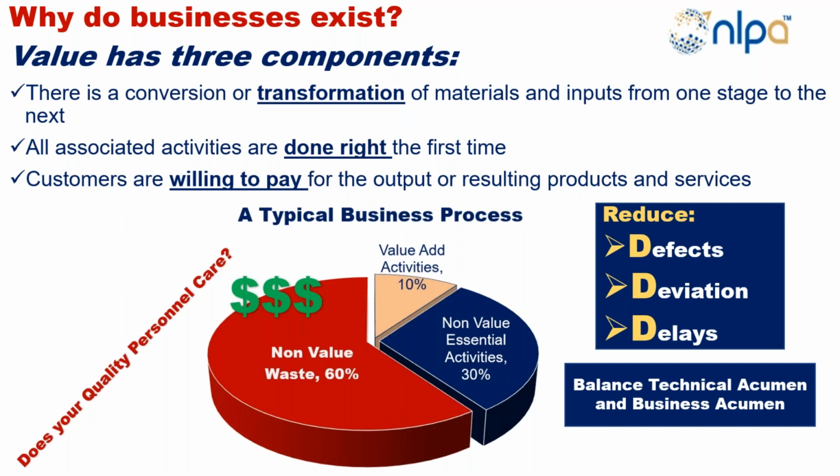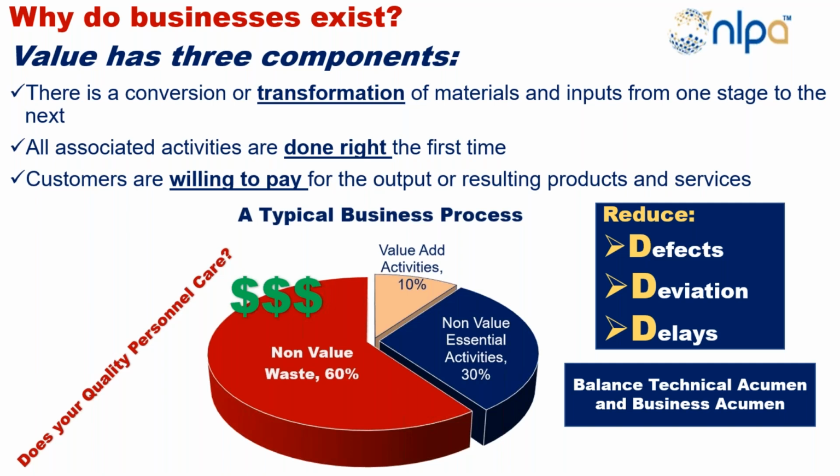There's a physical transformation of raw materials and inputs from one stage to the next. All associated activities are done right the first time, and the customers are willing to pay for the output or resulting products and services. So there's a physical transformation from one stage to the next. All associated activities with that transformation are done right the first time. And thirdly, the customers are willing to pay for the resulting products and services.